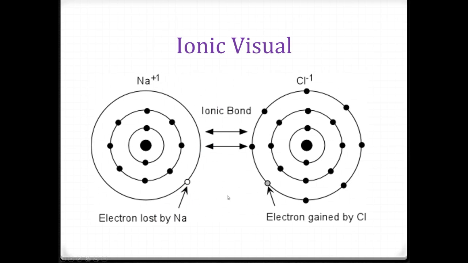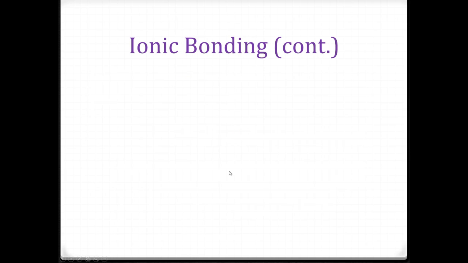Here's another visual, a different way to represent this using sodium and chlorine. We've got our different energy shells here, with different numbers of electrons on each shell based on how the orbitals are filled. Notice how sodium lost 1 electron and chlorine gained it. When we bond stuff, we always want to try and be neutral, meaning the entire compound needs to be neutral.